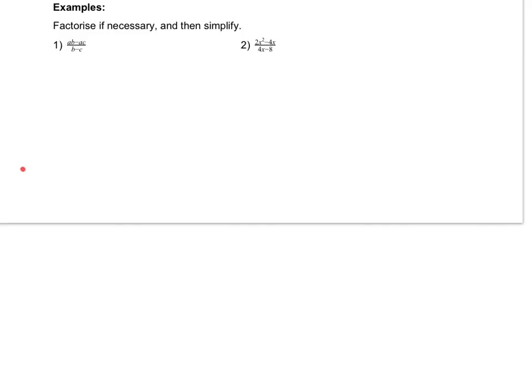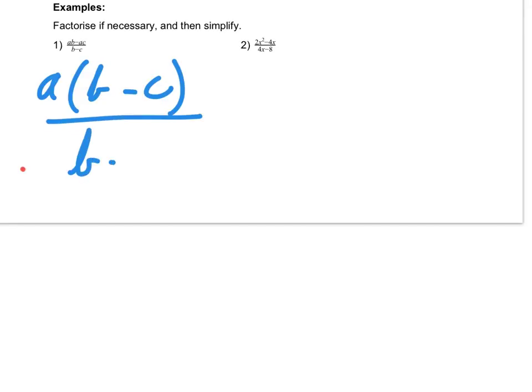So we see there's no numbers, so there's no number in common between the two terms on the top. But there is a letter, so A is in common. Now, what do I have to multiply A by to get AB? B, and to get AC? C. And the B minus C is on the bottom. Now look, common to the top and bottom is B minus C, so I'm just left with A.